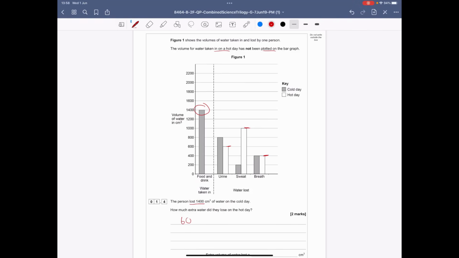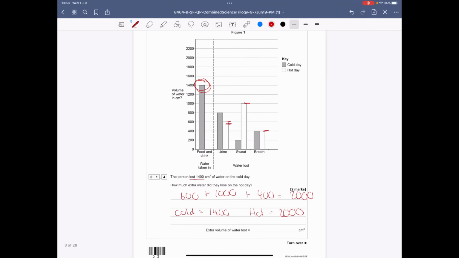So we can see urine is 600, sweat is 1,000, and then breathing is 400. So that gives us a total amount of 2,000. Now if we look at the cold day was 1,400, and the hot day we've just worked out was a loss of 2,000. So if we now subtract it, that gives us a difference of 600 centimetre cubed.